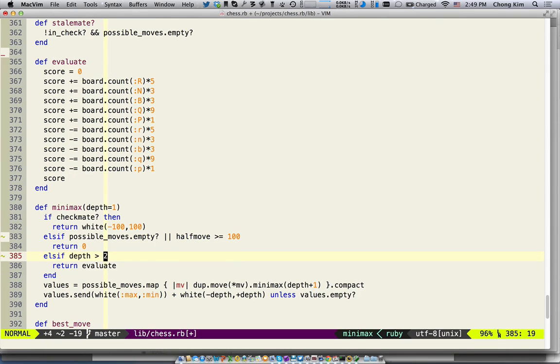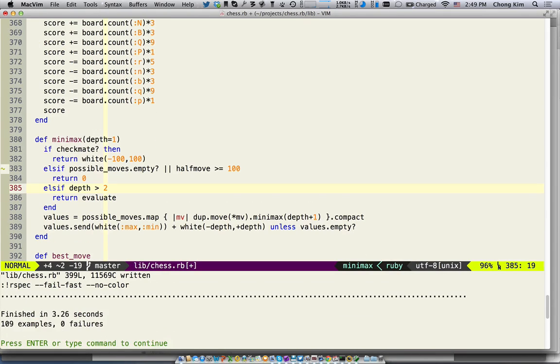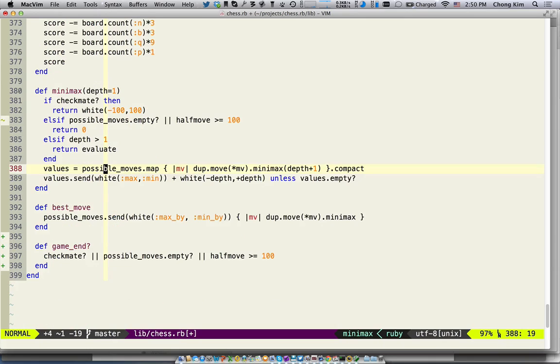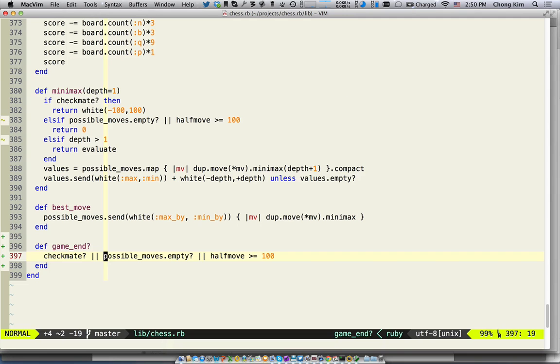Let's see what happens if I change this to 2, see if it makes any difference. Still slow, but we'll just leave it at 1 for now, and then bump it up when we need to. Okay, so we have game end. Save this. There's some other things I think we need to do.